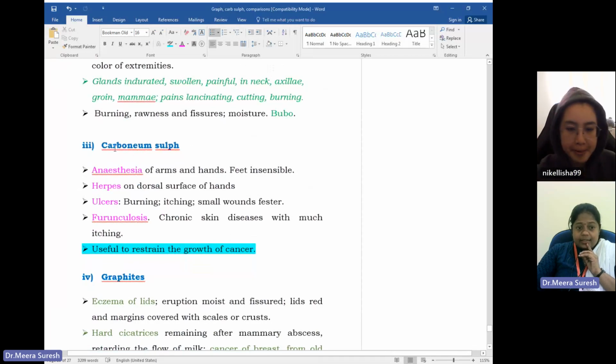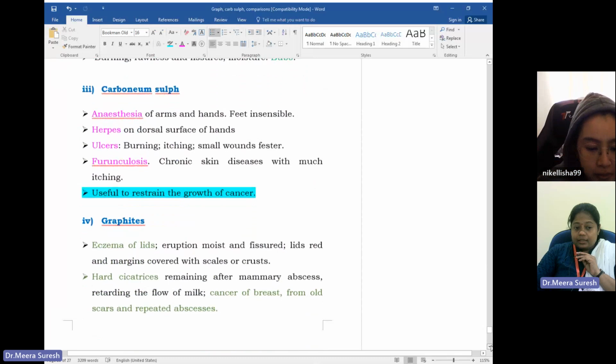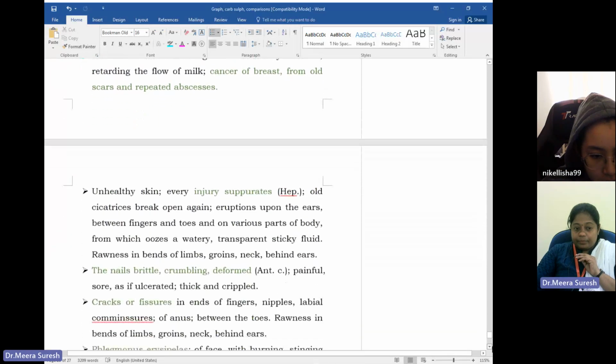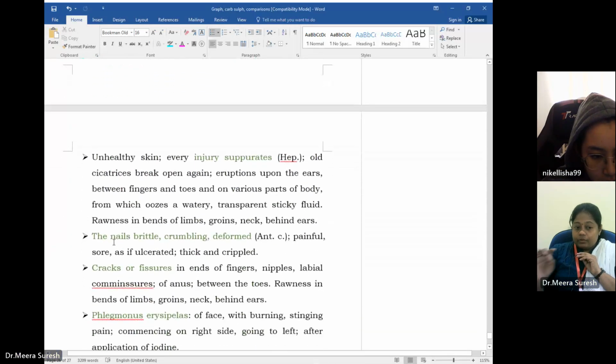Beautiful. Okay. So in Carbo sulphuratum, we saw the skin, the furunculosis with much itching, useful to restrain the growth of cancer, the anesthetic condition because of the sulfur content. And lastly, Graphites. We have the eczema of the eyelids, the hard cicatrices, the cancer breast, then every injury suppurating, then cicatrices break open again. Even the nails will be brittle, crumbling, and deformed. Then cracks or fissures of finger, nipple, labial commissures, of the anal region, etc.